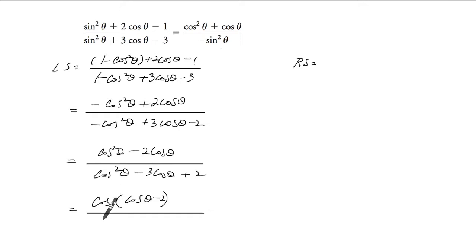And from the bottom, we can factor out, right, this is a quadratic, a squared minus 3a plus 2. So we can factor it as cosine of theta minus 2, which is going to reduce with this, and cosine of theta minus 1. Okay. So we have cosine theta over cosine of theta minus 1. I forgot a theta here.